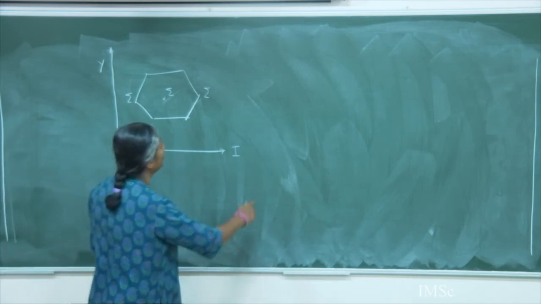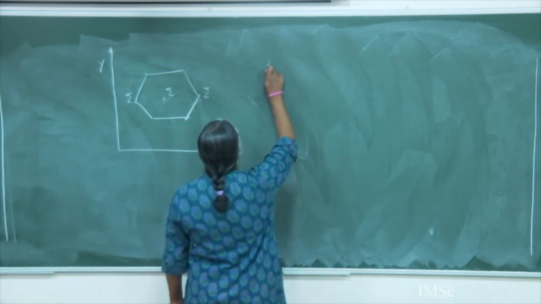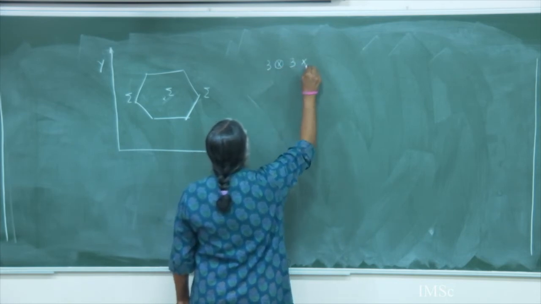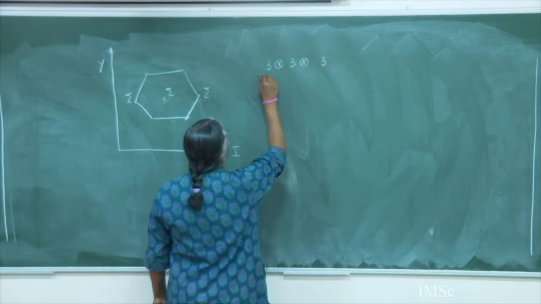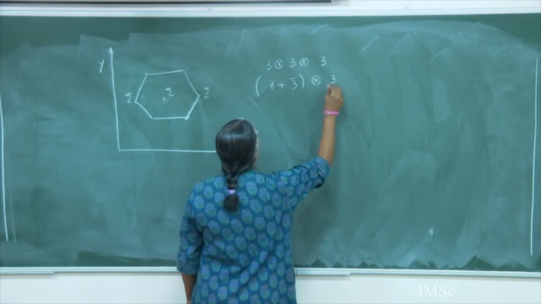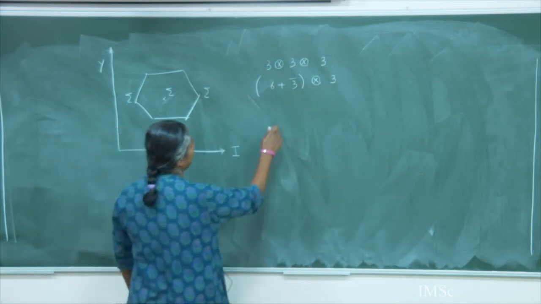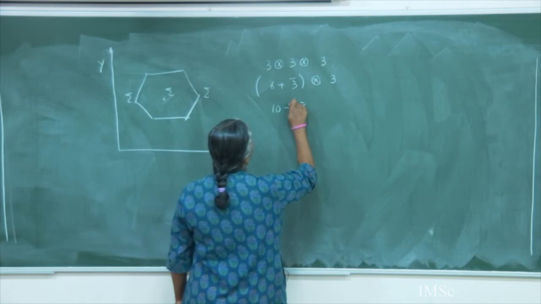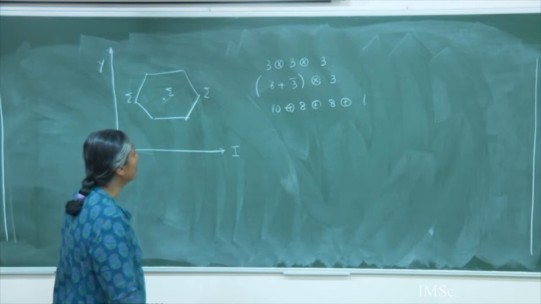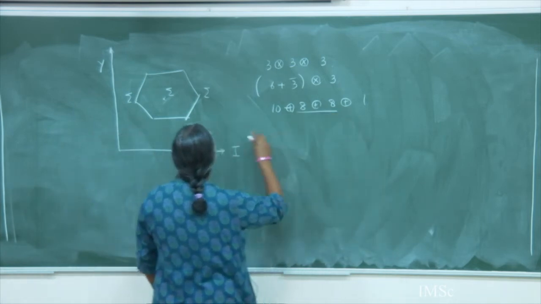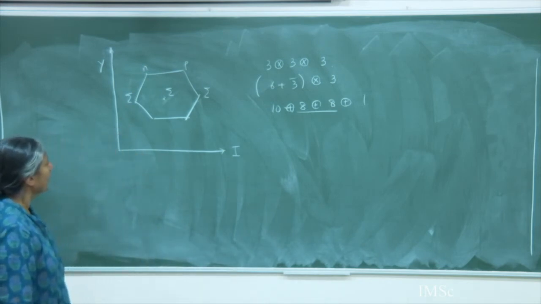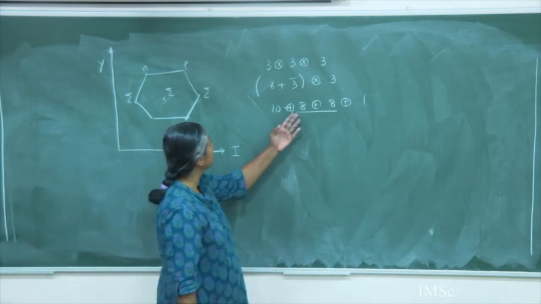So what is it that you're doing? So this is your baryon. So 3 cross 3 cross 3, right? So this is 6 plus 3 bar cross 3, and then you get 10 plus 8 plus 8 plus 1. And the combinations of these 8s were what you got as proton and neutron, right? Now how do you actually construct these states? That is the question.